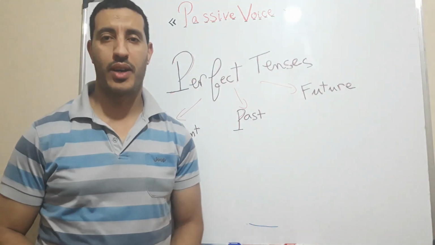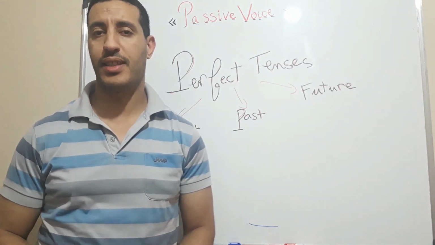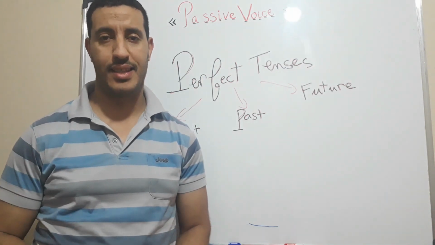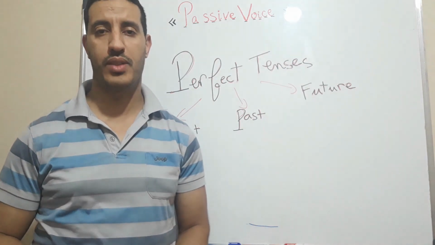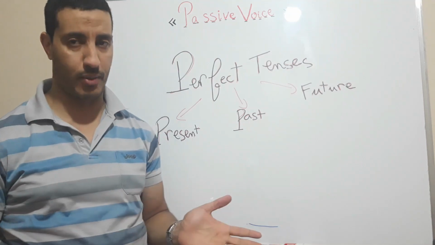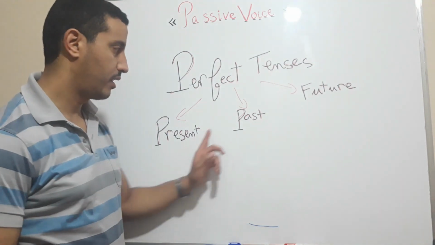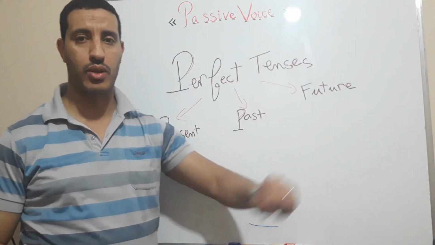So in this video we are going to continue with the passive voice, focusing on the perfect tenses as I promised you before in the previous video. And in this lesson we're going to focus on how to change from active into passive using the present perfect, past perfect and future perfect.